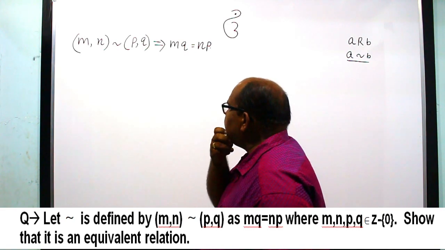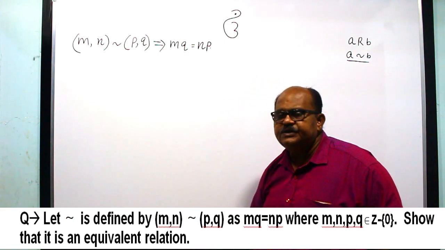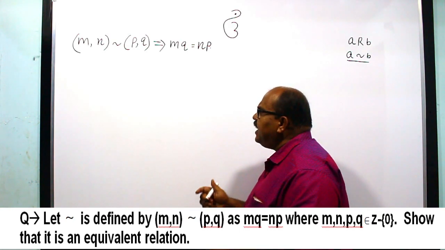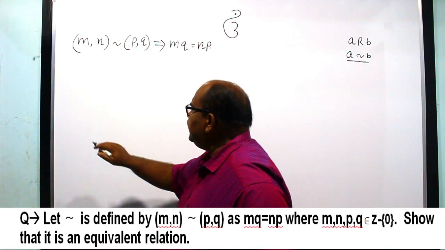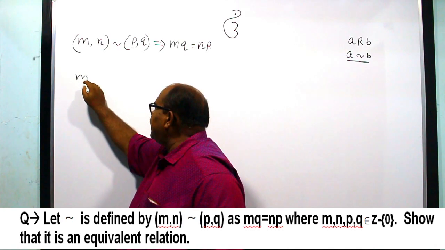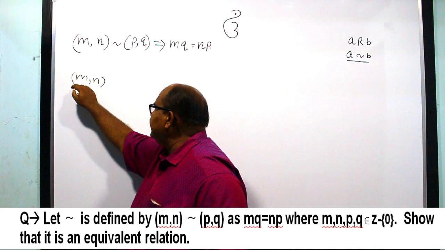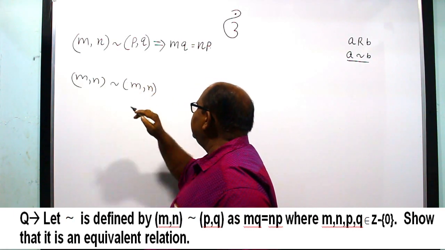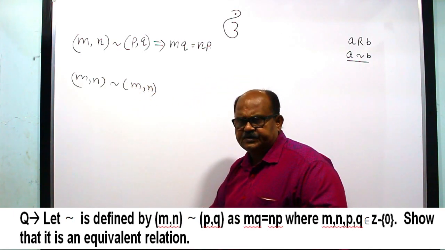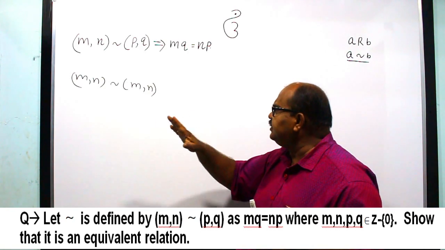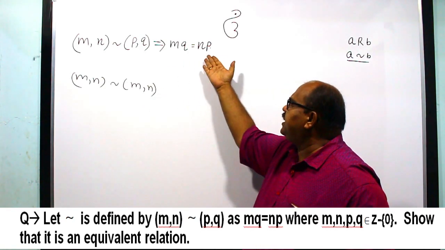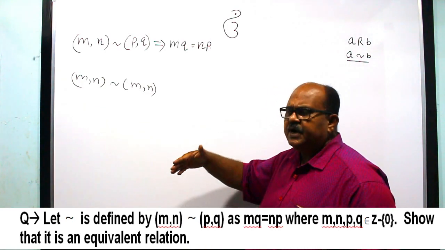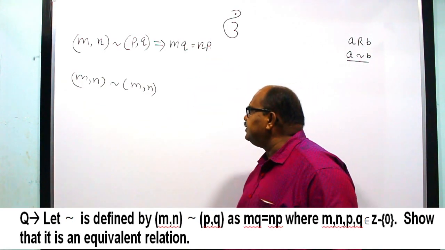Okay. Now let us test for reflexive. Is it reflexive or not? So look at when it will be reflexive. If the ordered pair (m, n) is related to (m, n) itself, then it will be reflexive. If (m, n) maintains this relation with itself, then it is reflexive. So let us see whether (m, n) maintains this relation with itself or not.